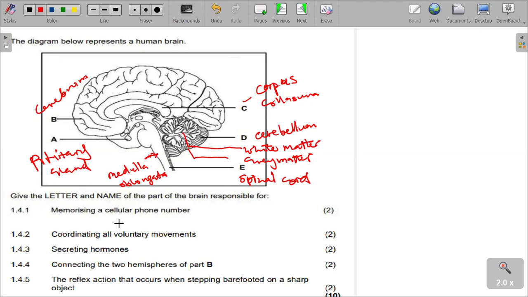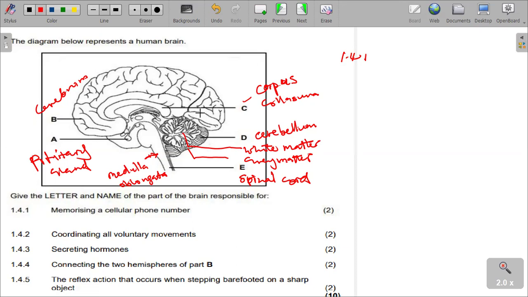Our first question, 1.4.1, says: give the letter and name of the part of the brain responsible for memorizing a phone number. In this case, the question wants you to give the letter and the name. So which part of the brain is responsible for memorizing the phone number?